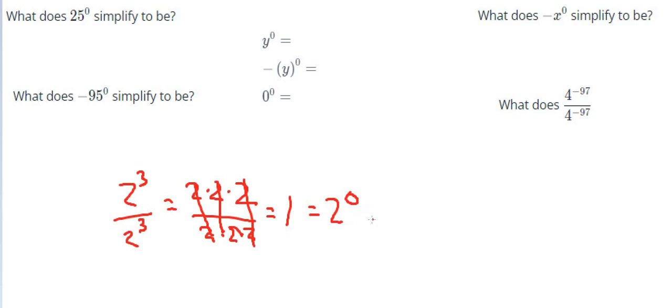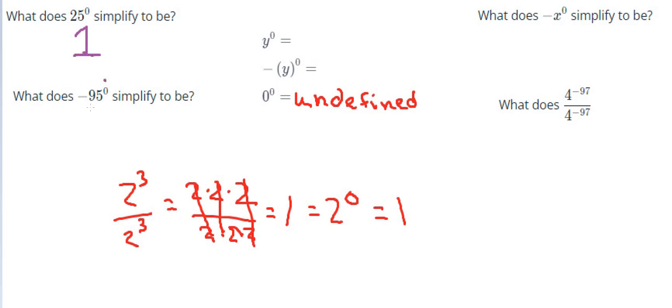So any number to the 0 power is going to be 1 unless it's 0 to the 0 power, which is going to be undefined. And we will learn more about this when you take a calculus course. So something like 25 to the 0 power, hey, that's just going to be a 1.